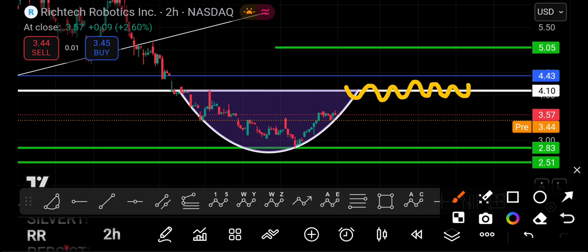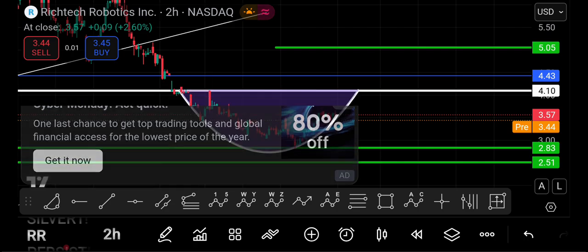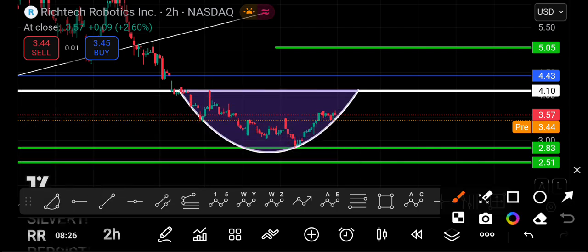If this breaks on a closing basis, then there will be follow-up buying, and it will lead to a short cover rally. But if the stock faces a rejection and comes down, then more short sellers will get active, and it will put more pressure on the counter to move on the downside. So all your eyes should be on the neckline of $4.10. If this $4.10 gets triggered, immediately cover your short, because it is going to give the stock a push towards $5, my dear friends. This is it.